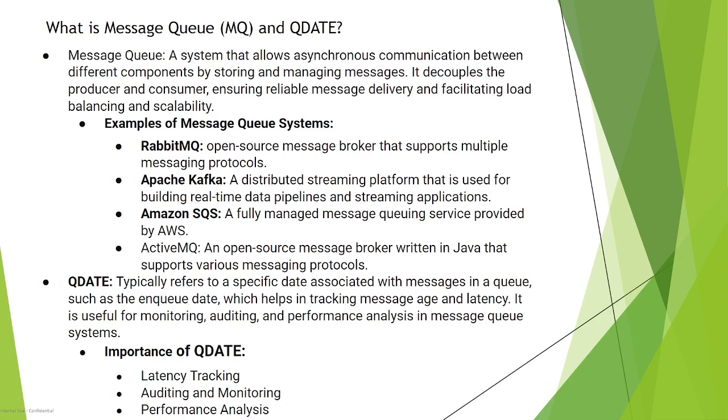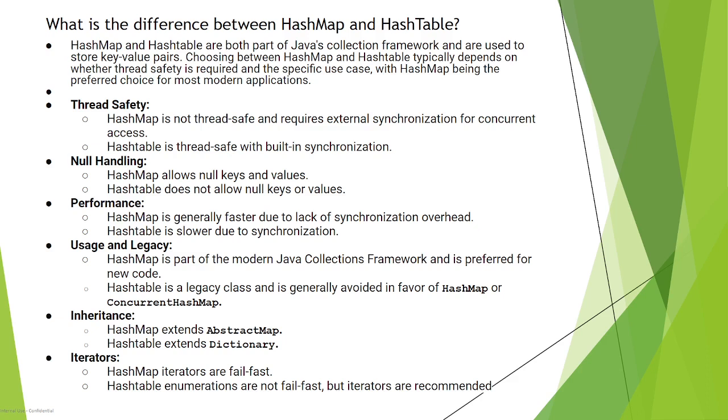We'll go to the next question. What is the difference between hash map and hash table? Hash map and hash table are both part of the Java collection framework and are used to store key value pairs. Choosing between hash map and hash table typically depends on whether thread safety is required and the specific use case, with hash map being the preferred choice for most modern applications.